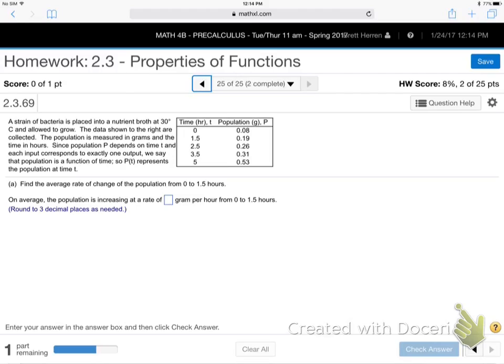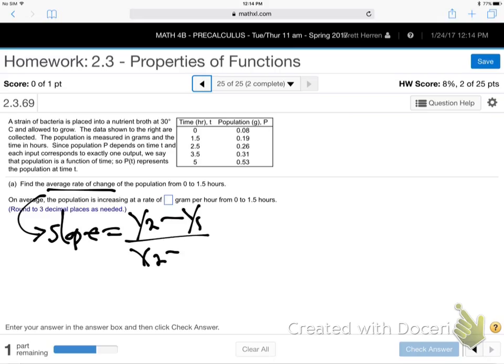Let's do this one. I'm going to do this one quick. They're saying average rate of change. What do you do with average rate of change? Slope. Yeah, y2 minus y1. That's a slope question. So y2 minus y1 over x2 minus x1. Well, what's my x and my y? The table's just giving them to you. You just use what's right there in the table.